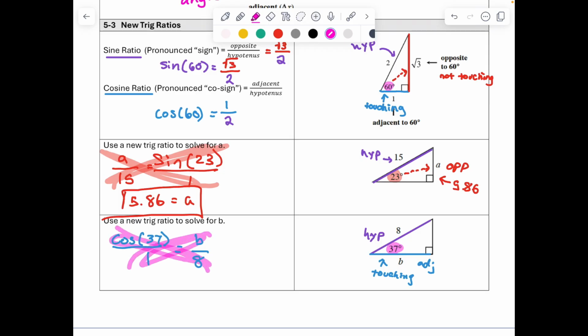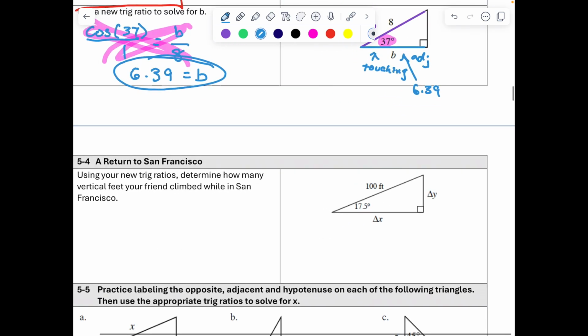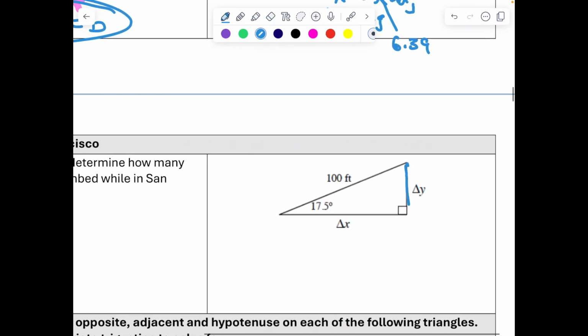Cross multiply. The cosine of 37 times 8 is 6.39, and that's equal to b. So b right here is 6.39. Okay, so going back to the San Francisco problem, now that we have a trig ratio, we could find both of these. So let's start with this distance here.